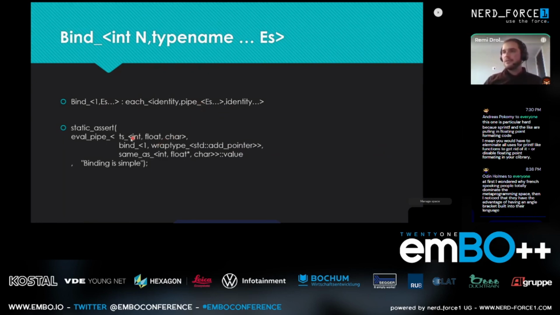I just said, okay, so in int float char, bind one, wrap it in wrap type with std add pointer. So the second one will become a pointer. So float should become a pointer, and check if it's the same as int float pointer char, and then I static assert on that, and it worked.